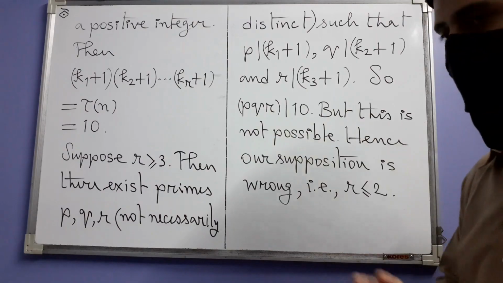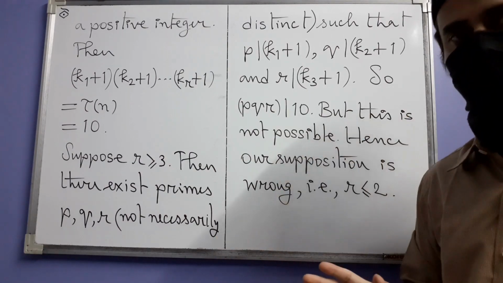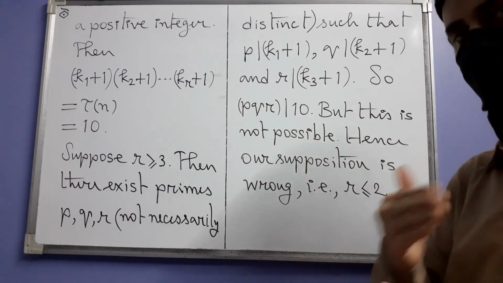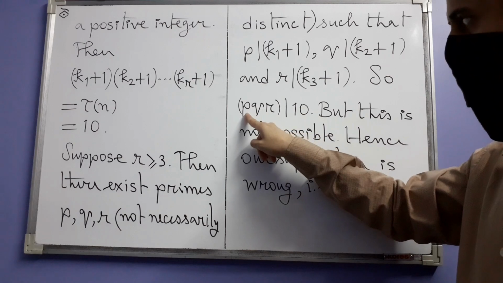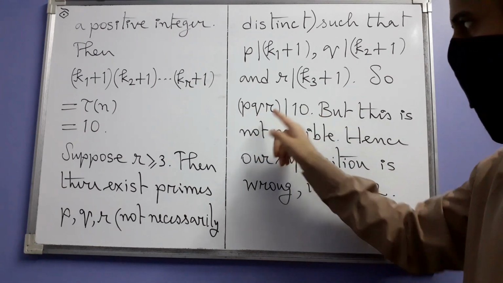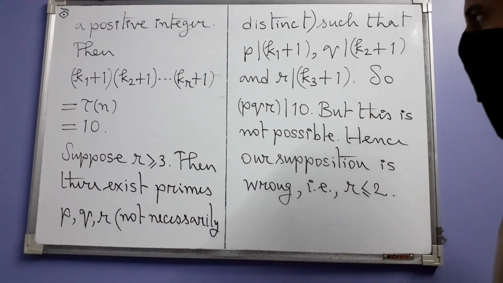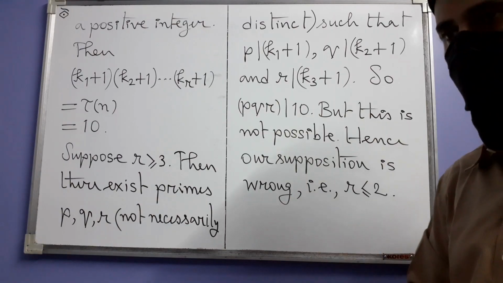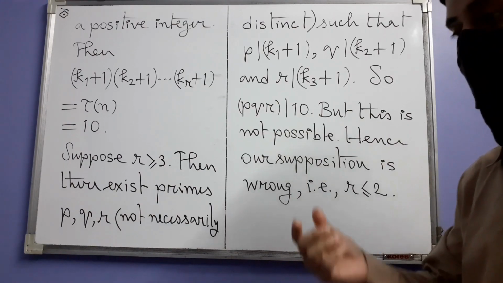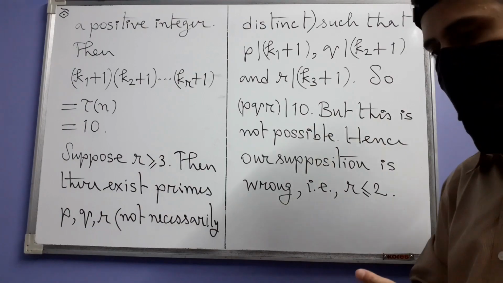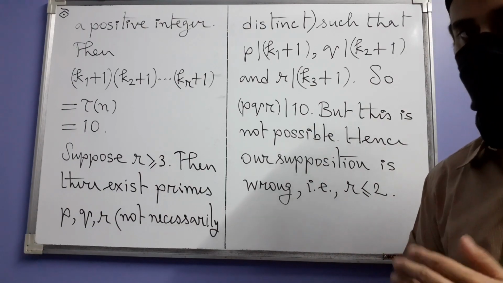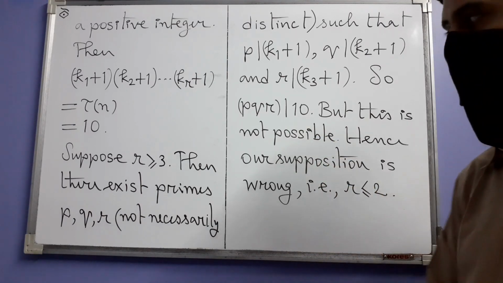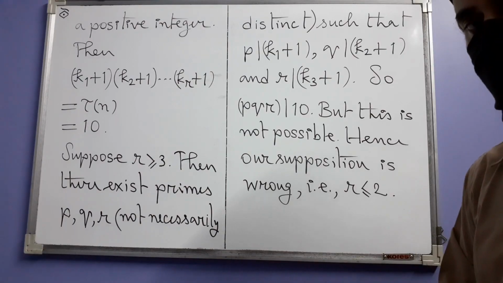If P, Q and R are all distinct, they are all different primes, then this is not possible because 10 already is 2 times 5. So if P is say 2, Q is 5, then there is no place for R. But if say two of them are equal and the other one is different, then 10 is divisible by the square of a prime. That is also not possible because 10 is not divisible by the square of any prime. 10 is a square free number.